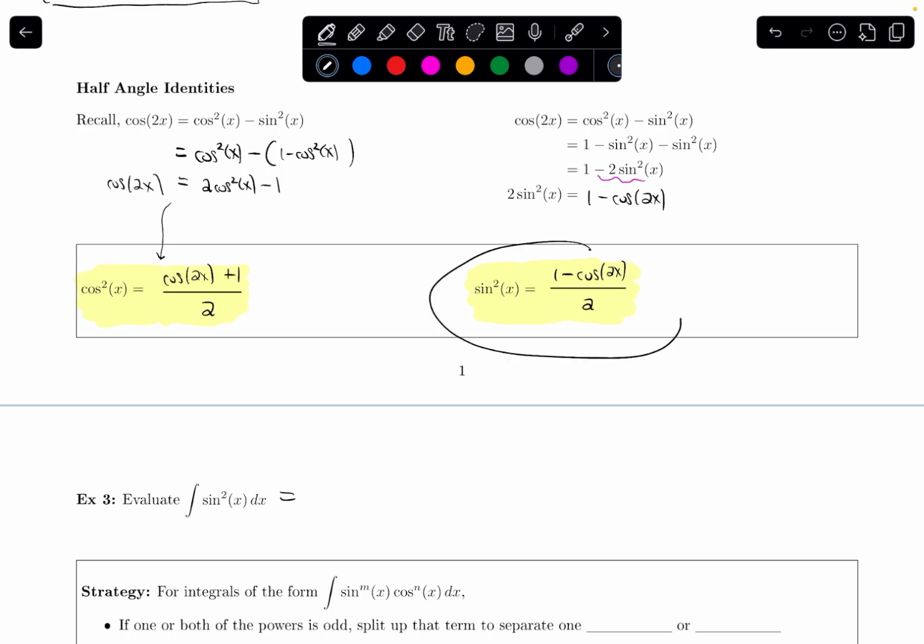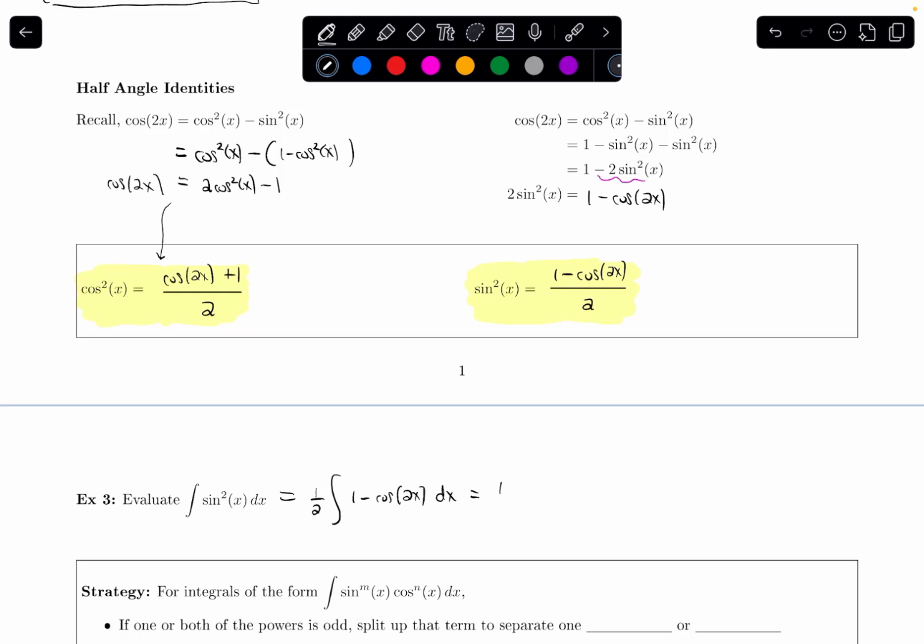I know what sine squared x equals, so I'm going to get my integral. This 2 on the bottom is just a constant dividing my function, so let's pull that in front of the integral. That gives me a 1/2, and that still leaves me with 1 minus cosine of 2x dx. Now both of these functions are things that we know how to do the antiderivative of.